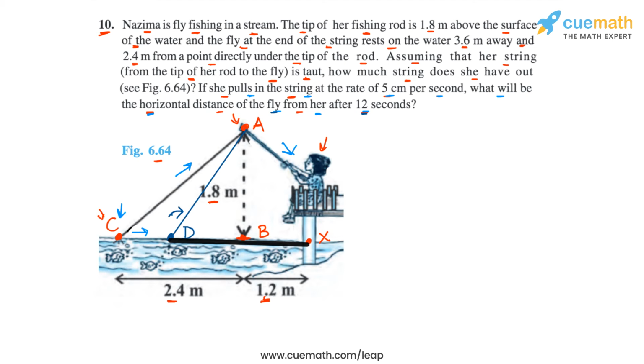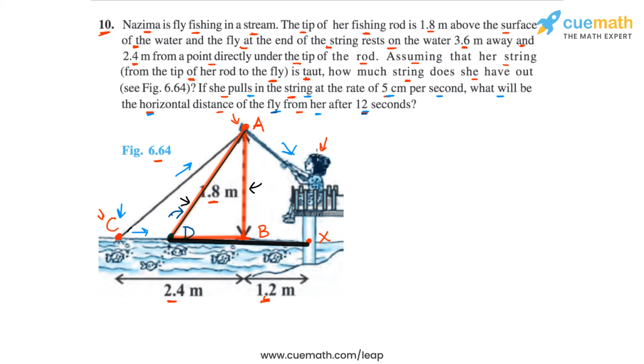So to find DB, we will consider the right angle triangle ADB. So ADB, this triangle, and we will apply the Pythagoras theorem to this triangle to find the length of DB. So how can we apply the Pythagoras theorem? Well, we have this side AB, we know is 1.8 meters. Do we have AD? Do we know the length of AD? Well, to find the length of AD, we will have to find out the reduced length of the string that is out. So because Nazima is pulling the string in, the length of the string that is out, that is beyond point A, that will reduce.